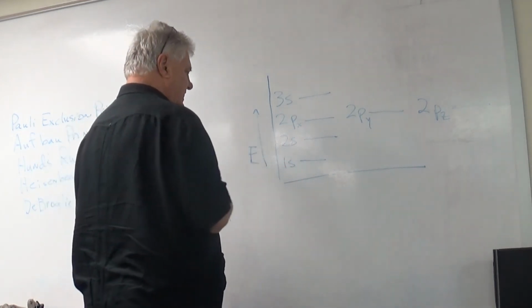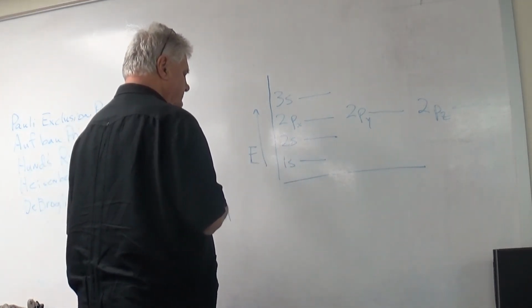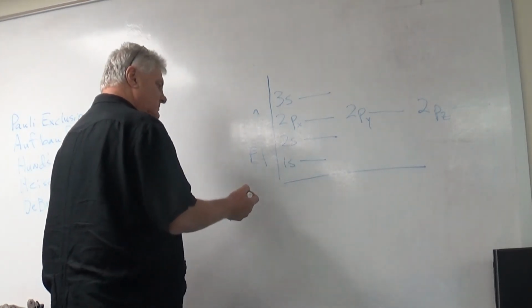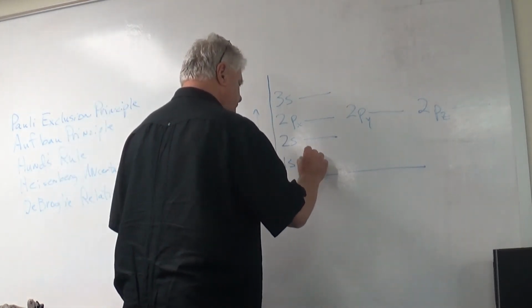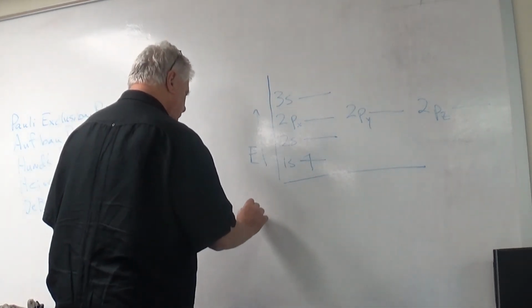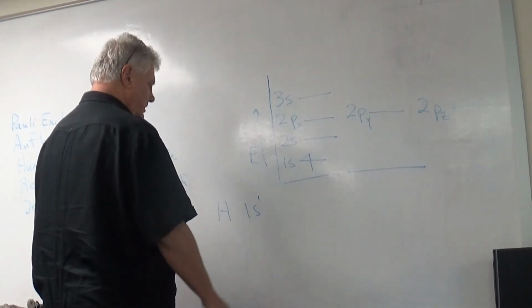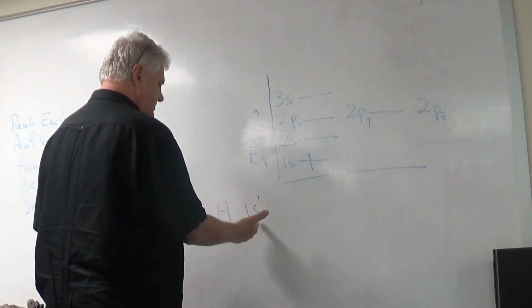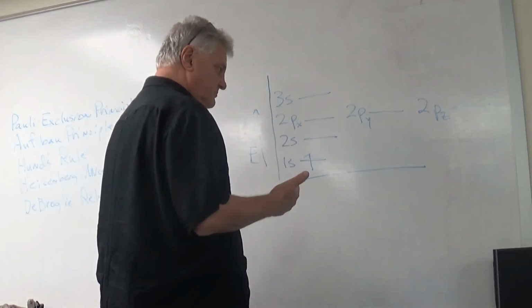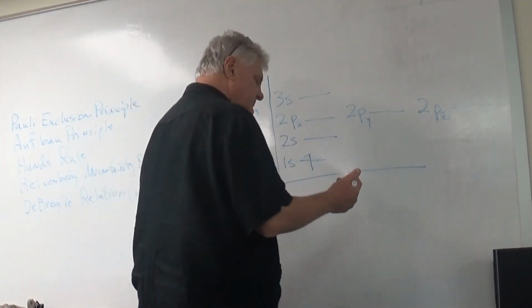Using the energy diagram, the lowest energy orbital that's available, or the 1s orbital, hydrogen has one electron, and so it's in the 1s orbital. We said its electron configuration is 1s1. That means there's one electron in the 1s orbital. And these orbitals are derived using the rules of quantum numbers.